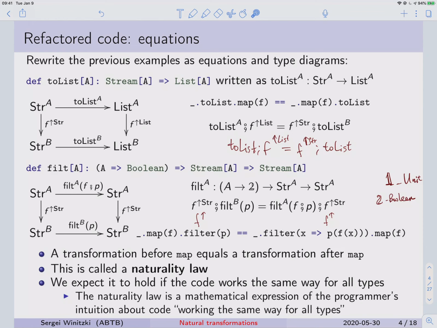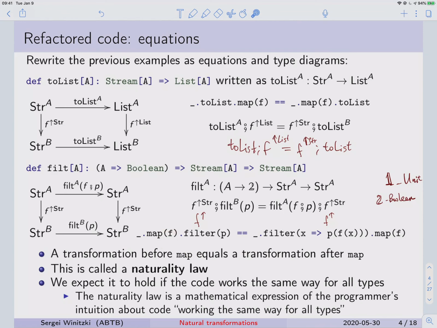So I will show at the end of my talk how equations are significantly better tool for reasoning than diagrams. So diagrams are useful to show the types and to look at the types to check that all the types match. Once you have checked that, you can stop writing these type annotations like these. In your calculations, everything is guaranteed to be fine since you checked the types. So let me go back to our main theme, the natural transformations. So this law, which is the transformation before map equals a transformation after map, is called the naturality law.